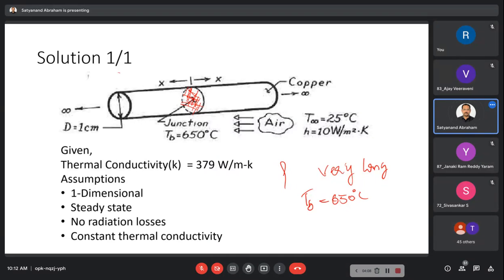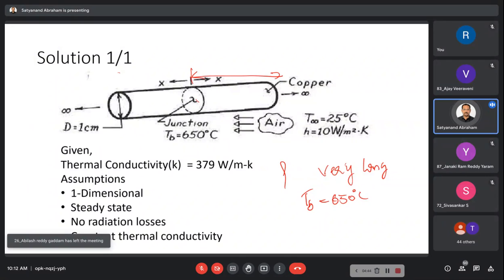Okay, yeah. So now it is asked what is the minimum power we have to give over here such that the welding can be done. That means the base temperature, or rather the center temperature, will be kept at 650 degrees Celsius. Now, in order to make it a fin, we have to consider only one portion.